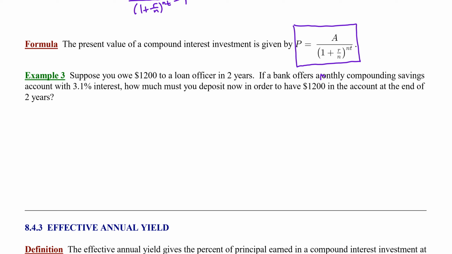So we need to know what's the present value of this loan. So we've got a future value of $1,200. The time that we're dealing with here is 2 years. The rate of interest available is 3.1%. And we want to know, what is our present value? How much do we need to deposit now? Another thing that's important is our bank offers monthly compounding. So that means n is 12. So let's plug everything into our formula.